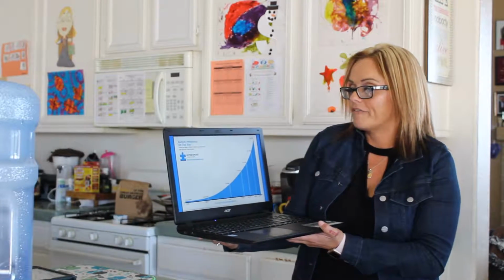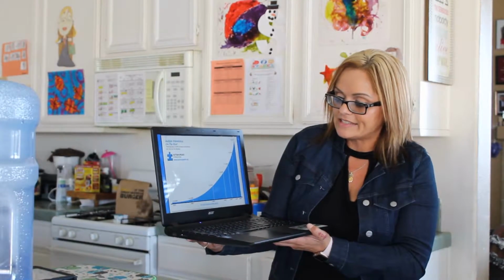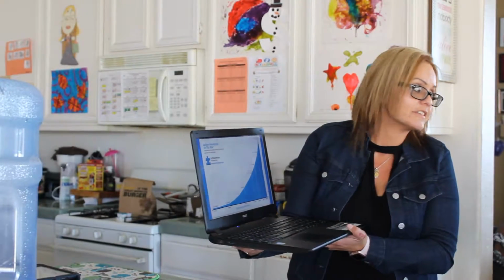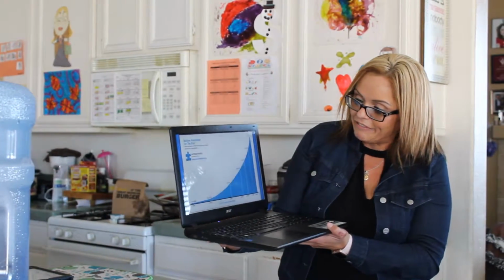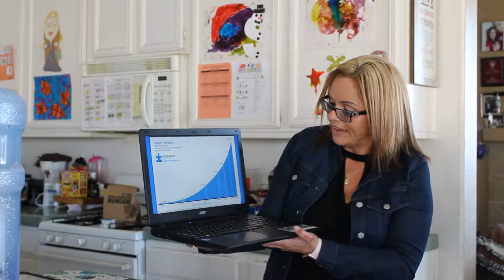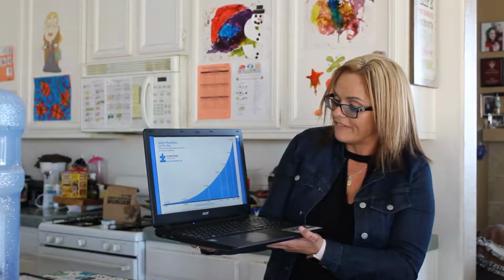Okay, this is a graph from Autism Speaks. In 1975, only one child born out of 5,000 had autism. In 1985, one child in 2,500 had autism. In 1995, it rose to 1 in 500.